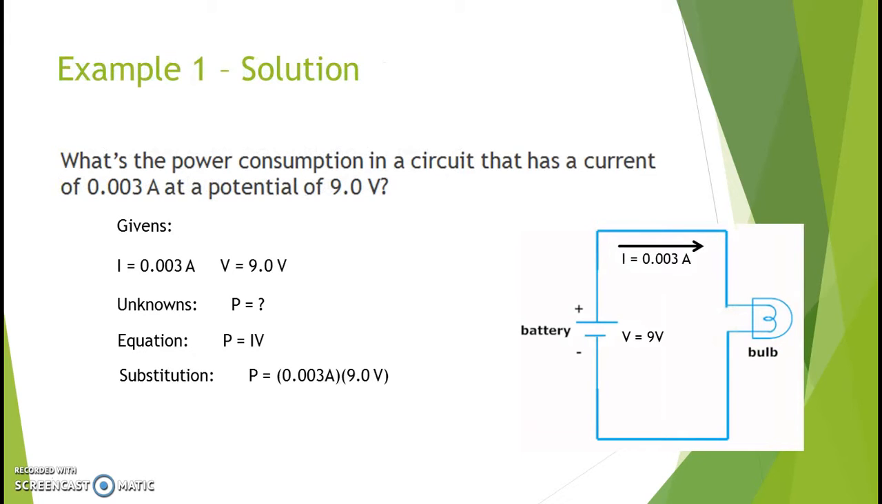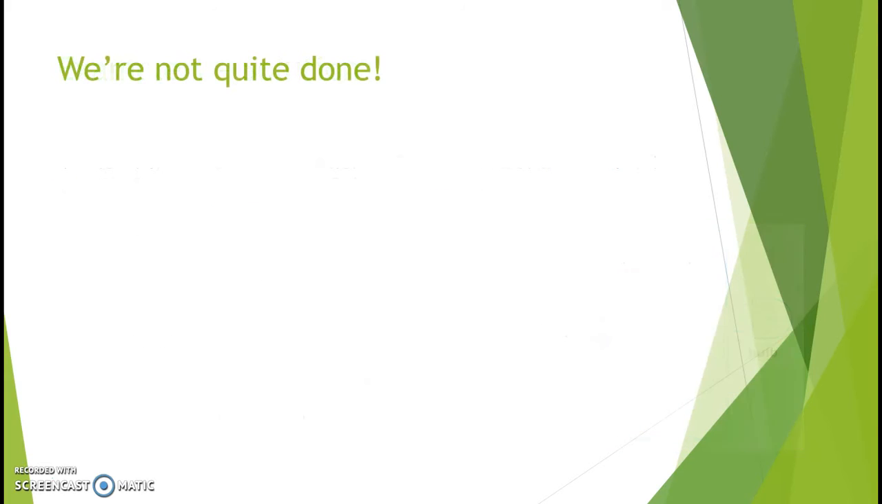Okay, so the final step is just to calculate the solution to the problem. Almost the final step. So our solution is 0.003 times 9, or 0.027 watts. Now, we're not quite done. The GUESS process is complete, but a very significant part of proper mathematics problem solving is not complete. And I'd encourage you not to stop here.